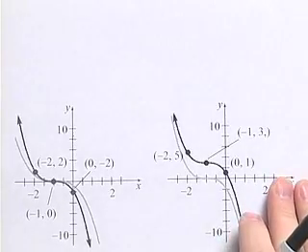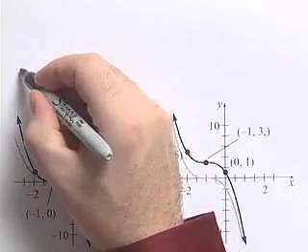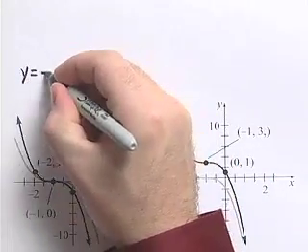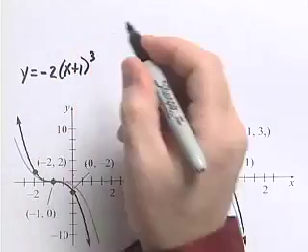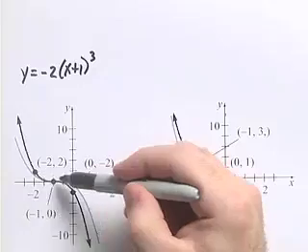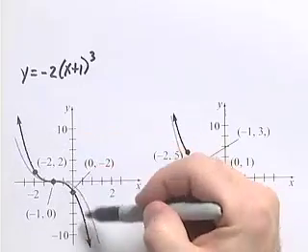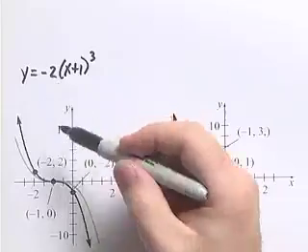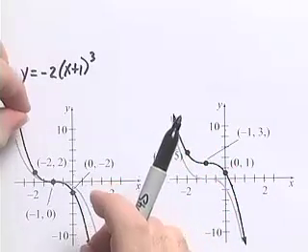Our next step is to multiply by 2. That's going to be a vertical stretch by a factor of 2. And that will give us the graph of y equals -2 times x plus 1 quantity cubed. And the shaded graph represents our previous graph. And we can see what happens after we do the transformation. This vertical stretch, basically grab the ends of the graph and pull it up, so we get this kind of stretching here.